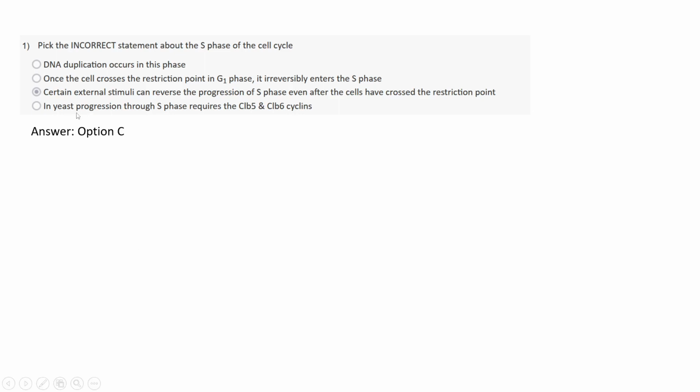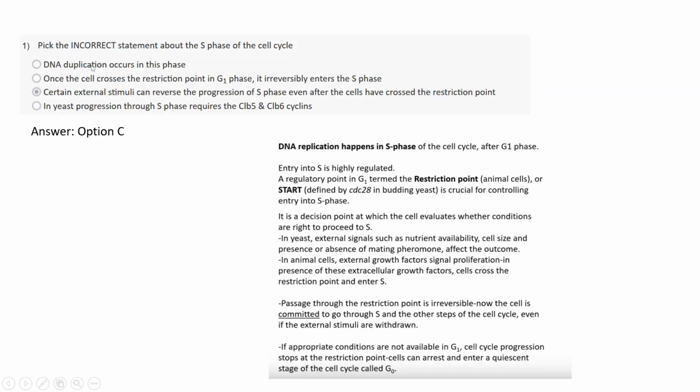Option C is incorrect. The first option is DNA duplication occurs in this phase. So in S phase, DNA duplication occurs. And once the cell crosses the restriction point, it irreversibly enters the S phase. We had discussed earlier that if the G1 phase is completed at the restriction point, the cell enters into the S phase. It cannot be reversed once the cell crosses this restriction point in the G1 phase. In yeast, progression through S phase requires the CLB5 and CLB6 cyclins. So this is the correct option.